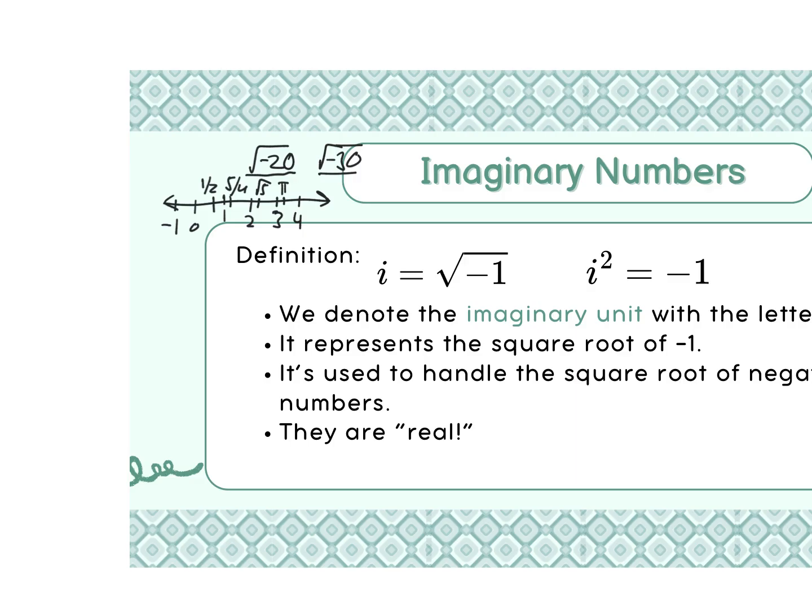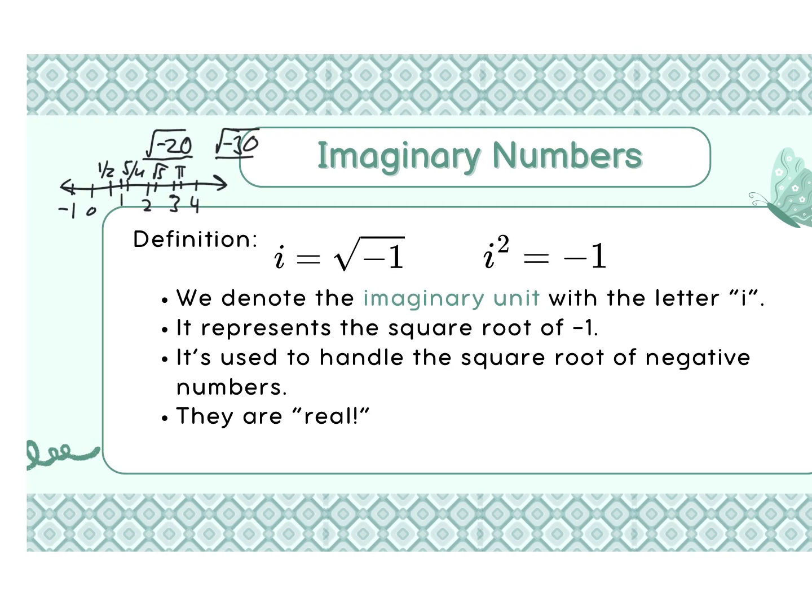So we can use imaginary numbers to put a name to what would otherwise be a no solution or something that we can't handle. Something to note is that the square root of -1 is what we represent with the letter i, which is what we call the imaginary unit. It represents the square root of -1. So then something else that you might see is i squared is equal to -1. Square both sides of this equation, and you get i squared is -1.